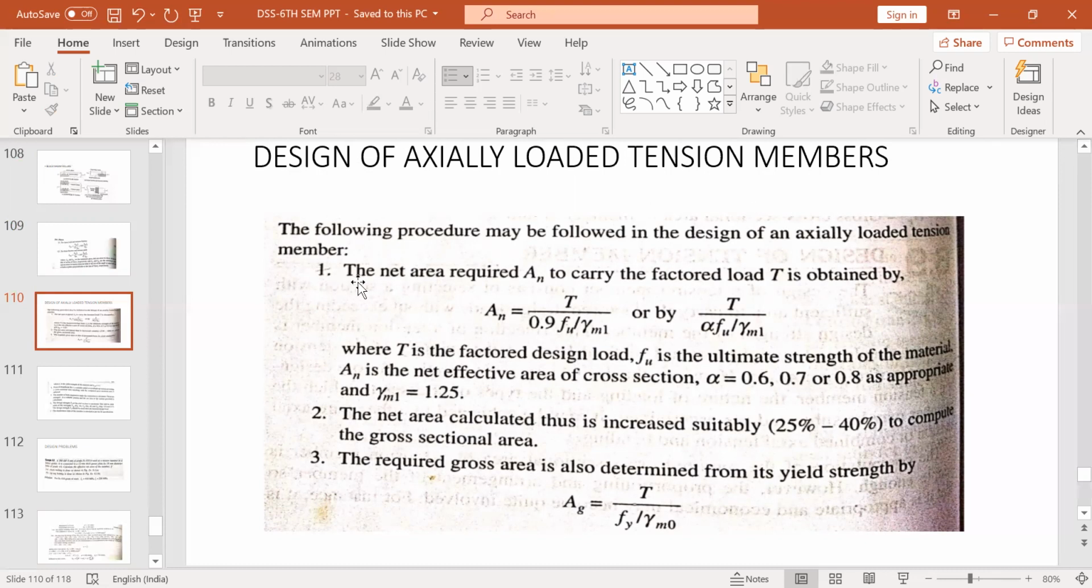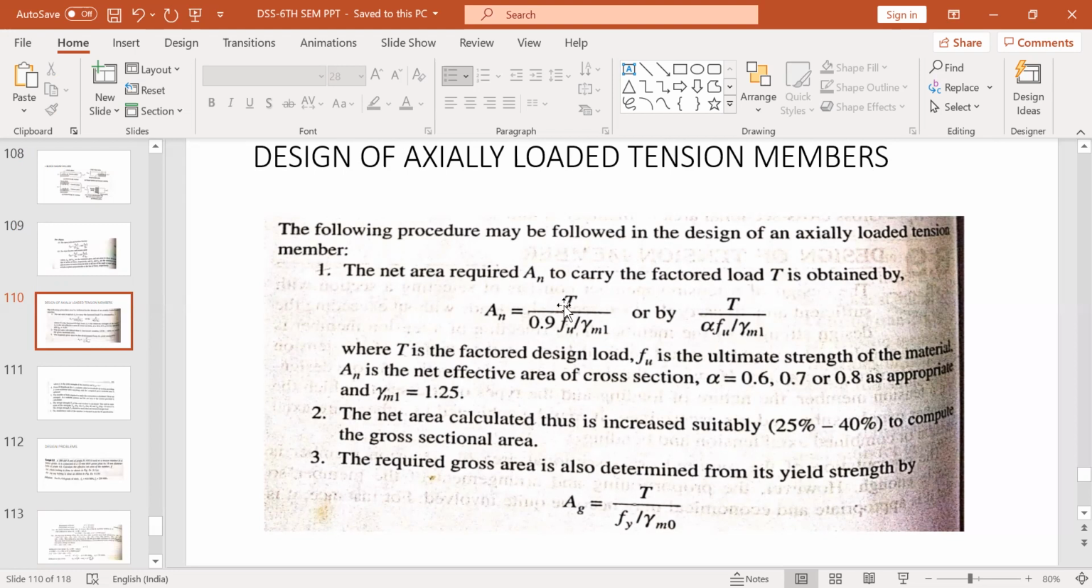So how to do it? The procedure is, you first find the net area. So net area for the plate, this can be found out from this formula, T by 0.9 Fu by gamma m1, and for angle section, you calculate this as T by alpha Fu by gamma m1.